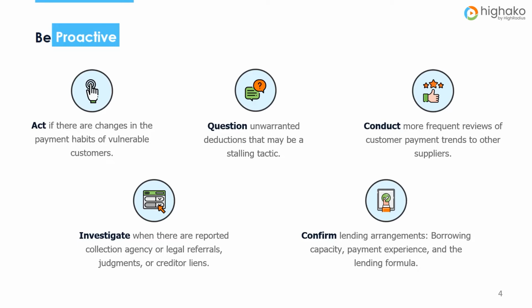Confirm the lending arrangements that your customers have periodically. What is their borrowing capacity? They may have a large lending line, but it might be at capacity. What is the payment experience with their lender? Is it changing? Is it current? And understand the lending formula. This is something that really tells you a lot about how a lender feels about the creditworthiness of your customer.